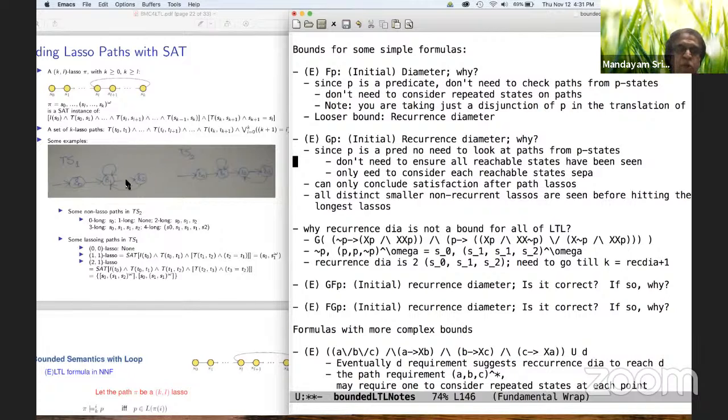So here it is 2: S0, S1, and S2, okay? That's because after that, you will have to lasso. That is as far as you can go. So obviously, the recurrence diameter is not large enough to show the existence of this particular path, because here you will require a path of length 3. You will have to repeat S1 twice in this case in order to show the existence of a path, okay?